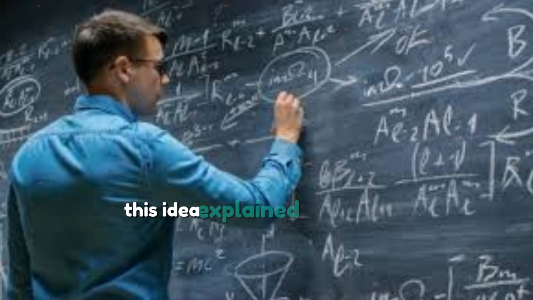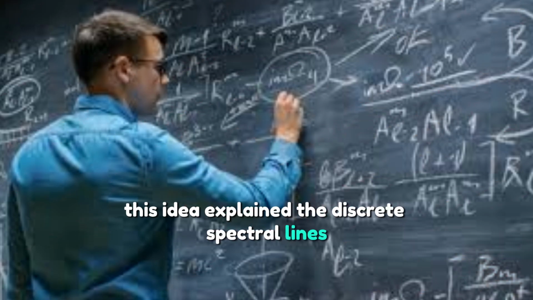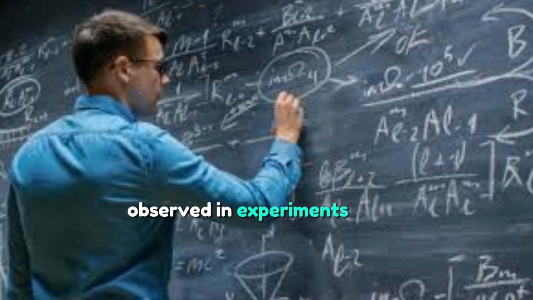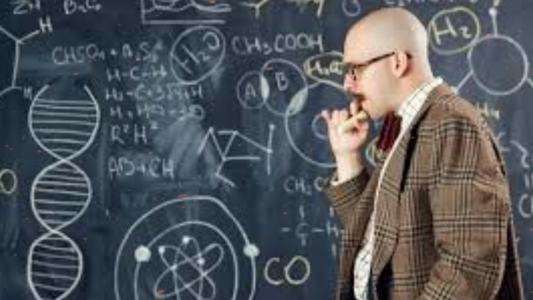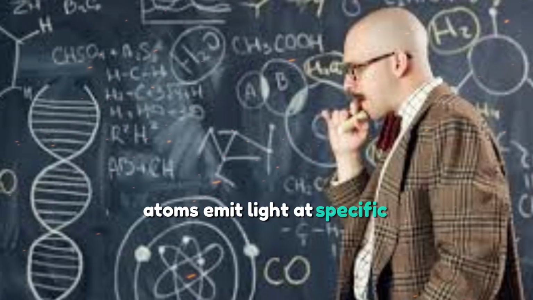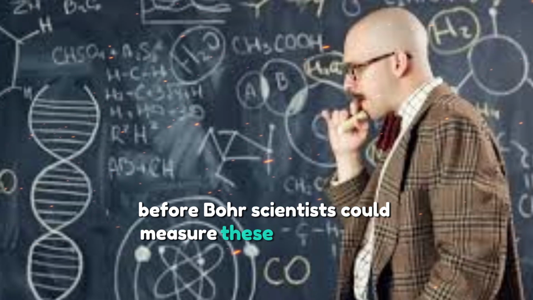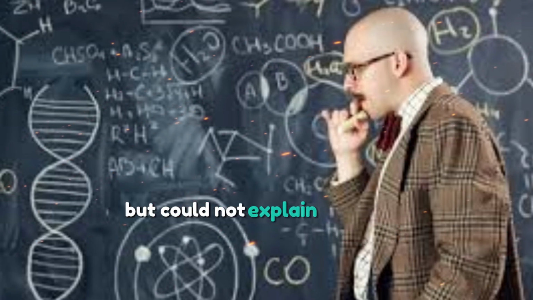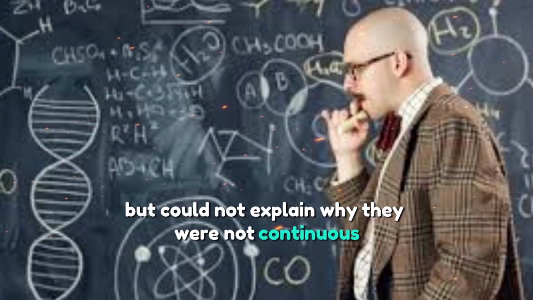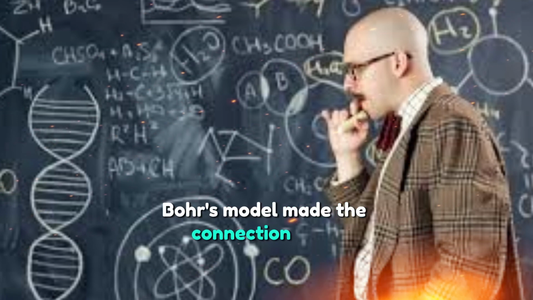This idea explained the discrete spectral lines observed in experiments. When heated or energized, atoms emit light at specific wavelengths. Before Bohr, scientists could measure these wavelengths, but could not explain why they were not continuous. Bohr's model made the connection clear.